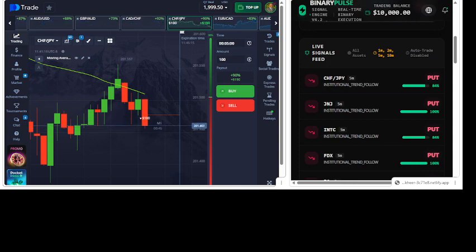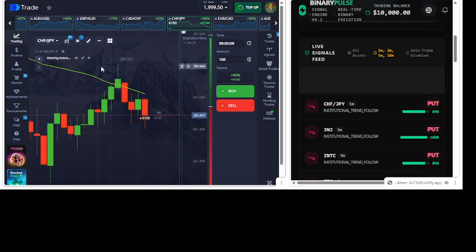Okay, so the bot just gave me another signal here. Swiss franc JPY 5-minute put trade or sell trade. So I went to the Swiss franc JPY chart here and everything looks good. 50 SMA sloping downwards. So I went ahead and took the trade. Okay, so we're going to pause this trade until we see the results of the next trade.